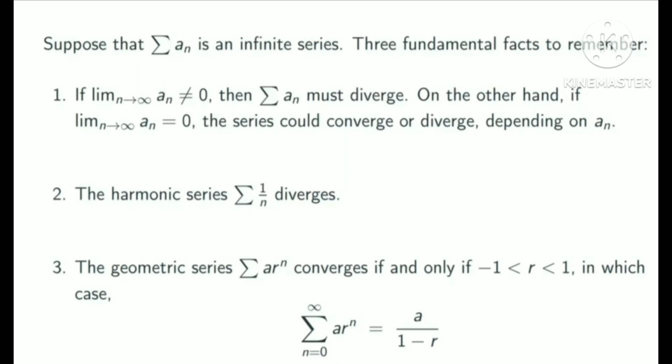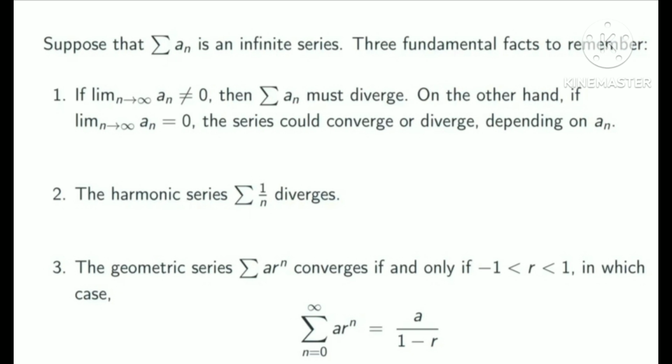As you can see, there are three things to keep in mind. First of all, the test for divergence. If we have a series with a generic term a sub n, and that generic term doesn't go to 0, then the series diverges. But be careful with that. Even if the limit of a sub n is 0, the series could diverge or converge. We don't know yet. We have to do some more work to figure that out.